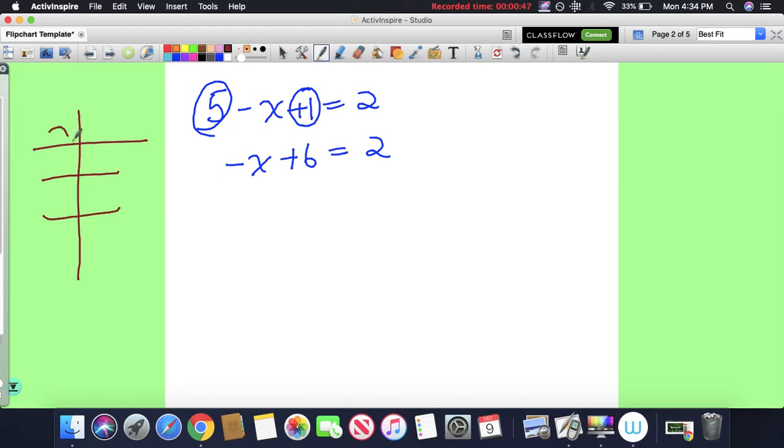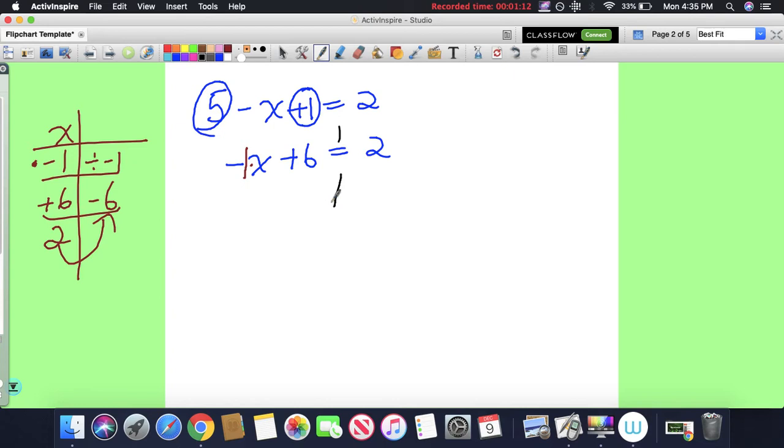Here's my variable x, and something's happening to my x, right? And remember, there's a 1 here, especially when it's negative. I would suggest you put that 1 there. So there's a variable x that's being multiplied by negative 1, and add 6 equals 2. Looking at the inverse operations, I'm going to do minus 6, and then I'm going to divide by negative 1, and you'll see why that's important.